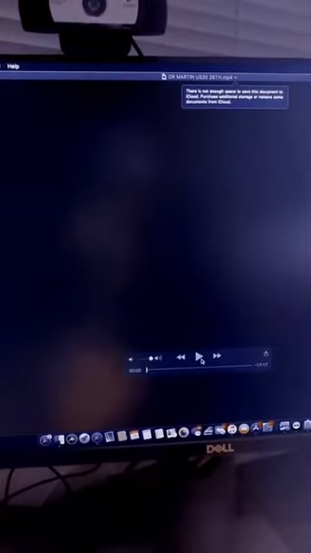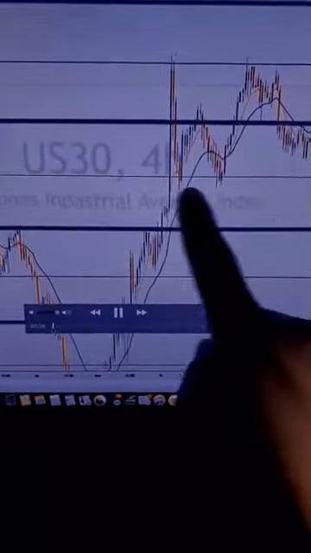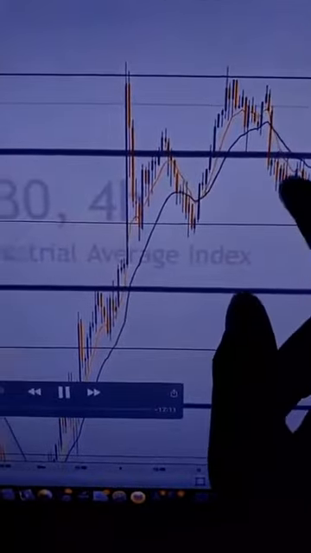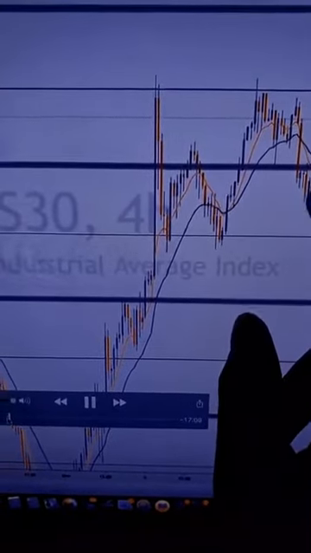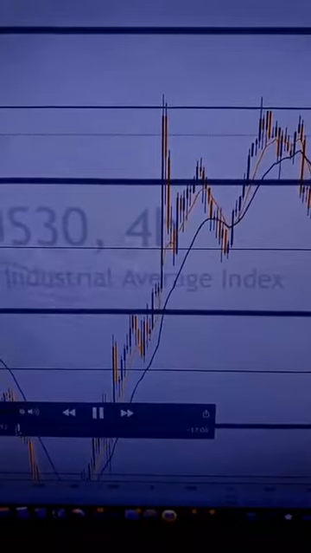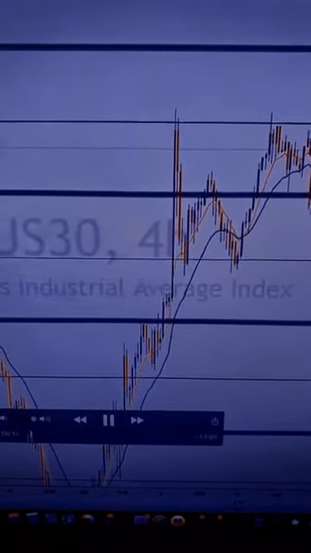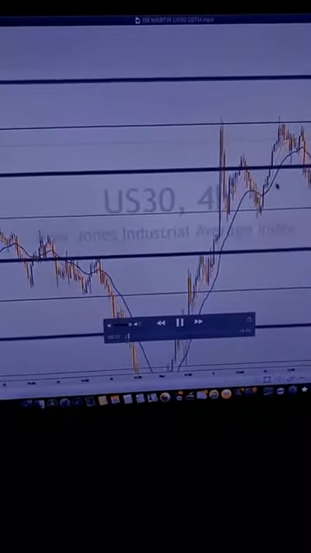Okay, fine. So that's US 30 for you. It's opening up. So you will see that this is US 30. I mean, you won't even have to ask. If you trade US 30, then you'll know. This is US 30 for our time frame.